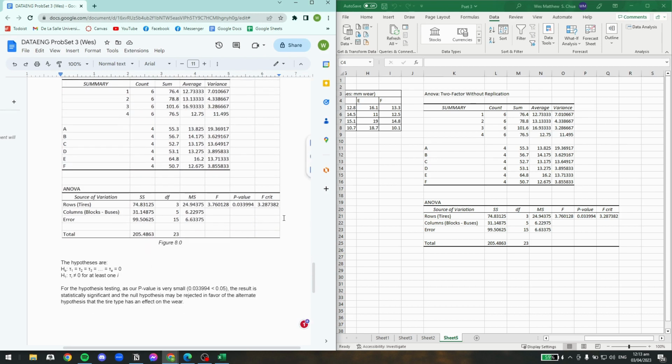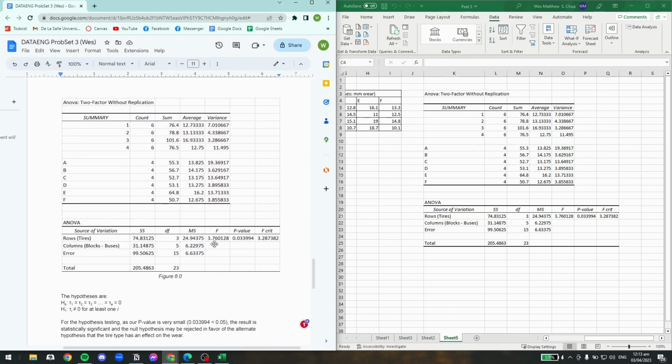And also in the ANOVA table, there will be values for the F, the p-value, and the F crit under the rows for the blocks, the buses. However, we don't need those, so we just simply remove them.